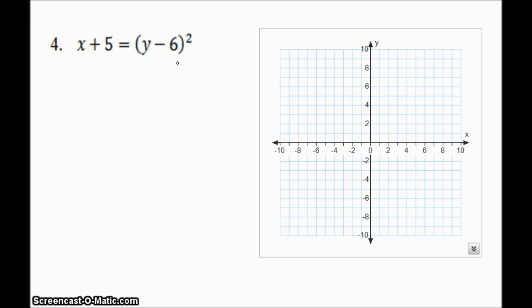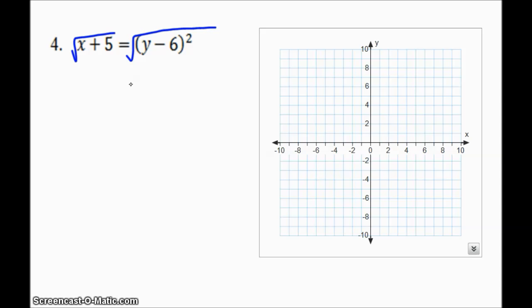Alright, this one begins with an x, so we know it needs to open left or right. So we need to get this equal to y. First thing you want to do is, if there was a number here, you would need to divide to get the multiplication off. So let's say if there was an 8 here, you would need to divide both sides by 8 in order to get rid of that. Since there's just a 1, we can move straight on to the next step, which is square rooting both sides.